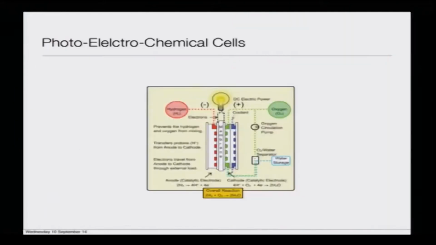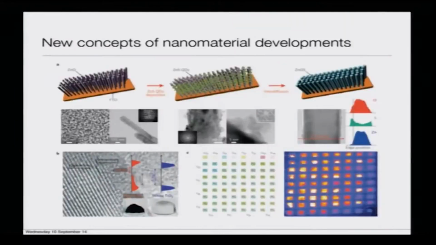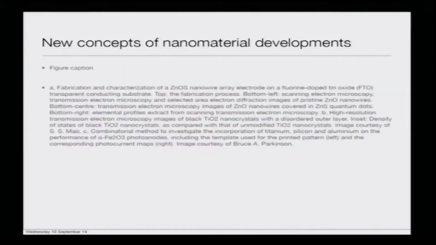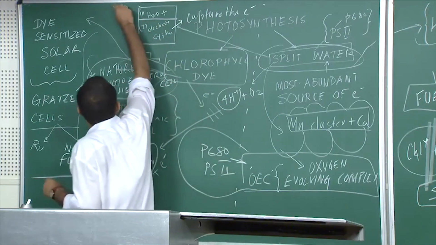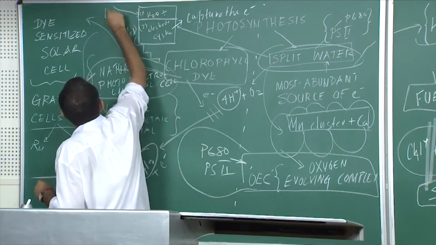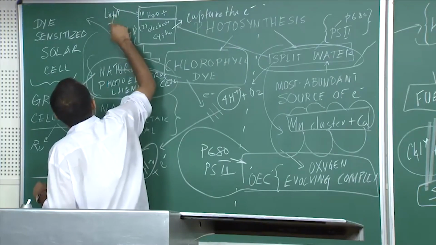Now, coming back to the new concepts of nanomaterial development. If we follow this part 1, it is a zinc oxide nanowire array electrode on a fluorine-doped tin oxide transparent conducting substrate. You need different kinds of transparent conducting substrate, because this process has to be light dependent.